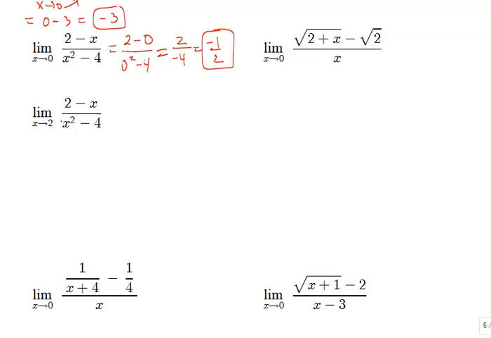going to let x go to 2. Let's try our direct substitution. 2 minus 2 on top is going to go to 0. 2 squared minus 4 is also going to go to 0. So this is that indeterminate form.